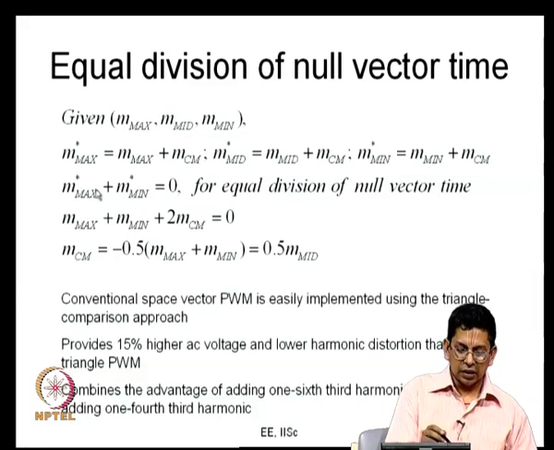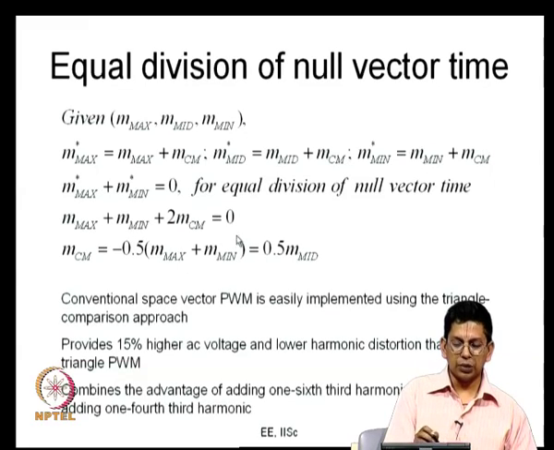So, what is M max star? It is M max plus MCM. What is M min star? It is M min plus MCM. Therefore, you get this equation: M max plus M min plus 2 MCM is equal to 0. So, from this you get the expression MCM is minus 0.5 times M max plus M min.